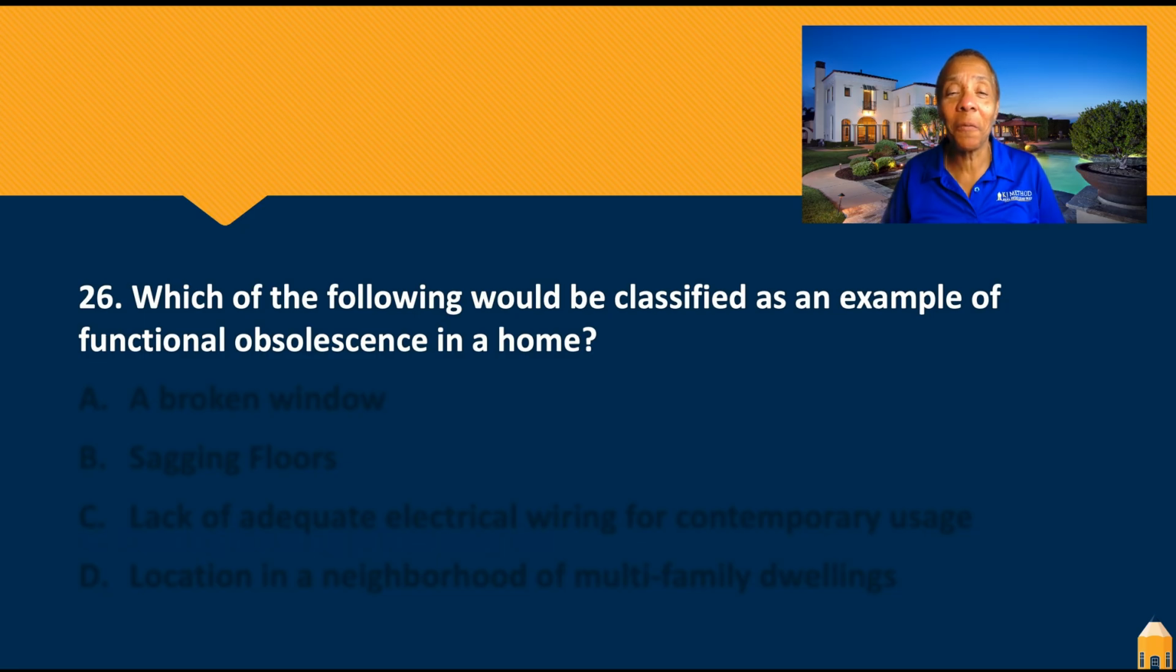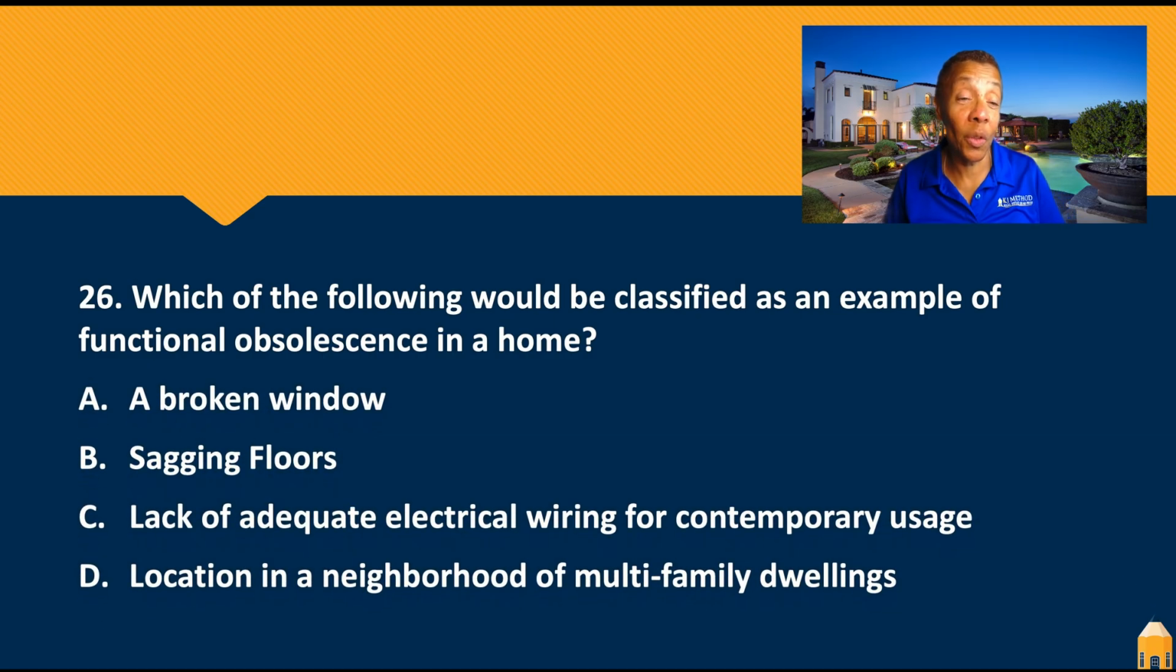26. Which of the following would be classified as an example of functional obsolescence in a home? You see that we've tested this one several times. A, a broken window. B, sagging floors. C, lack of adequate electrical wiring for contemporary usage. D, location in the neighborhood of multiple family dwellings.